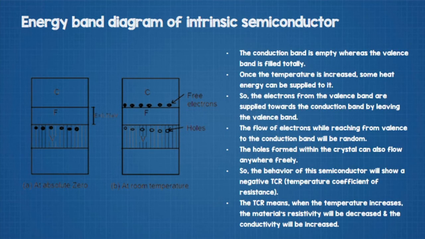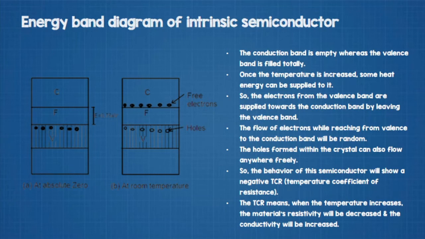Now let's see about energy bands in intrinsic and extrinsic semiconductors. The energy band diagram of an intrinsic semiconductor is as follows. The conduction band is empty whereas the valence band is filled totally. Once the temperature is increased, some heat energy is supplied to it. So, the electrons from the valence band move towards the conduction band, leaving the valence band.